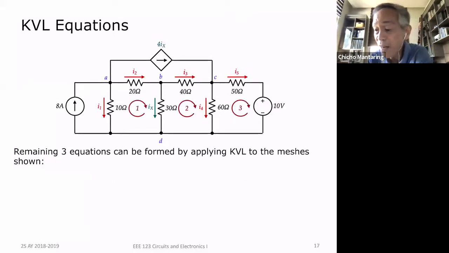The remaining 3 equations can be formed by applying KVL to the meshes shown. How many meshes are there in this particular circuit? We have 5. 1, 2, 3, 4, and 5. No? This is also a mesh. Why did I not choose to apply KVL here?